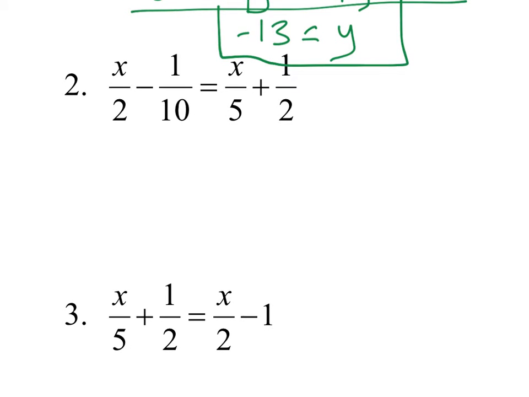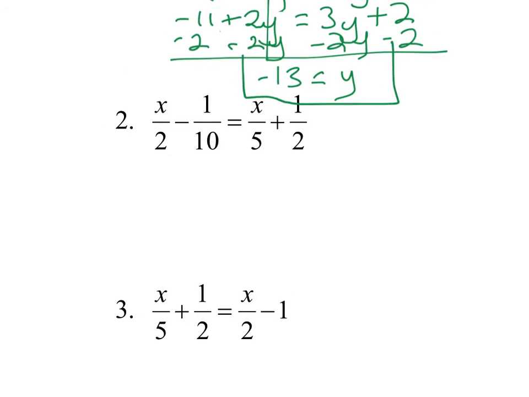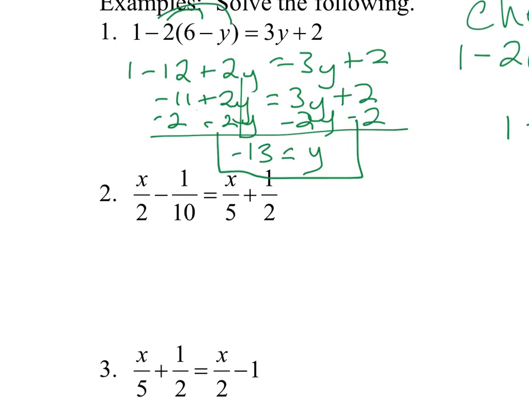All right, number 2. I'm going to subtract the x over 5. Well, you know what I'm first going to do? I don't know about you, but I'm not a real fan of these fraction things, so I'm going to multiply all the way through everything by a common denominator. So I have a 10 and a 5 and a 2. All of those are factors of 10.